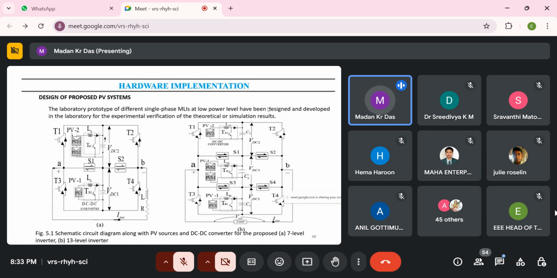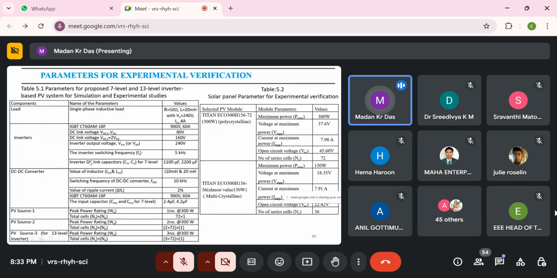And now the hardware design and implementation of the system. Suppose we are designing the PV panel. So how many PV panels have we selected? Basically, here we have discussed the rating of the proposed inverter for the 7 level and 13 level inverter. Here we have mentioned it, and this is the solar panel we have used.